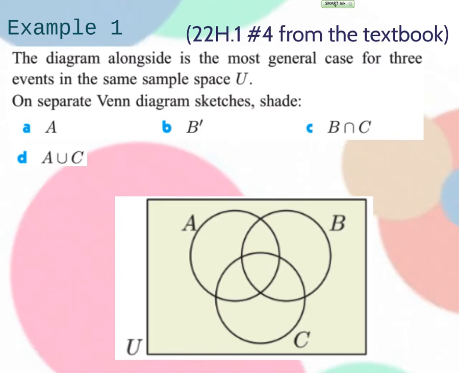So on separate Venn diagram sketches, we're going to shade in these different parts. We'll shade in A, the complement of B, the intersection of B and C, and the union of A and C. I would recommend for your notes to write four different diagrams. I'm going to erase, because I've got the smartboard up here, and shade all these in.